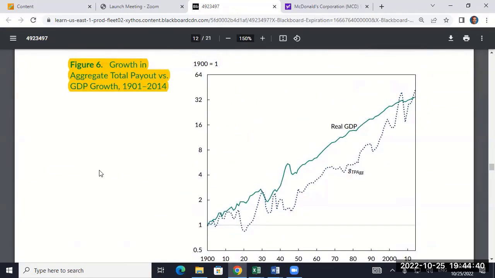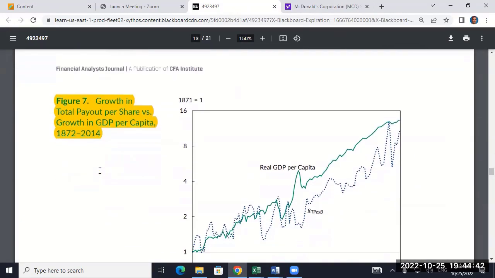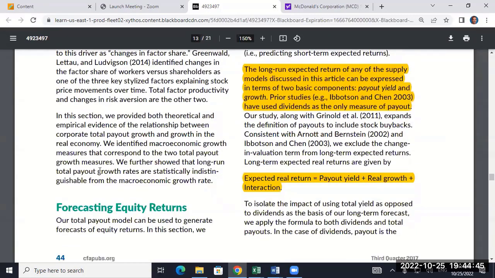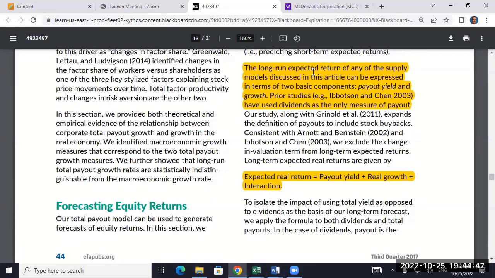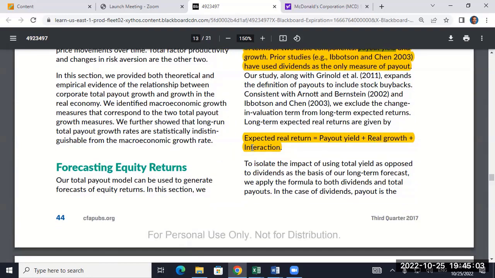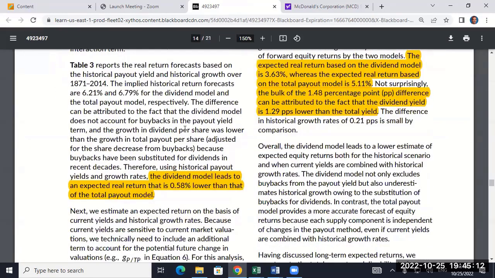So we've seen that before. My chart's very similar to that. The long-run expected return of any of the supply models discussed in the article can be expressed in terms of two basic components: payout yield and growth. So payout yield is the dividend and the stock buyback, and then growth. Expected real return equals payout yield plus real growth plus interaction. This is the part where I haven't adjusted. There's an interaction between those two, but it's not that material, so I think we ignore it.